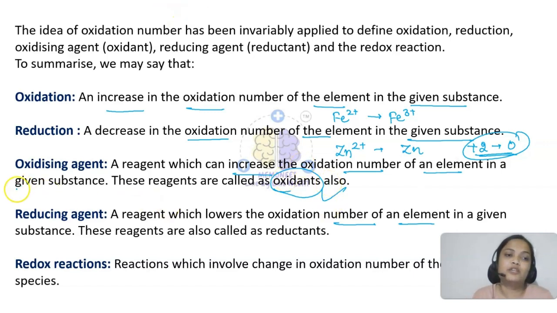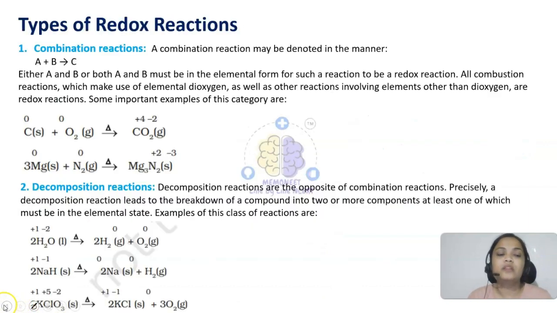So that is reducing agent, and we will be calling it reductant also. So this information about oxidation, reduction, relating it with oxidation number, this is very important. Overall, redox reactions are the ones which involve change in oxidation number of the interacting species. If the oxidation number is increasing or decreasing, so that's what we call the redox reaction.